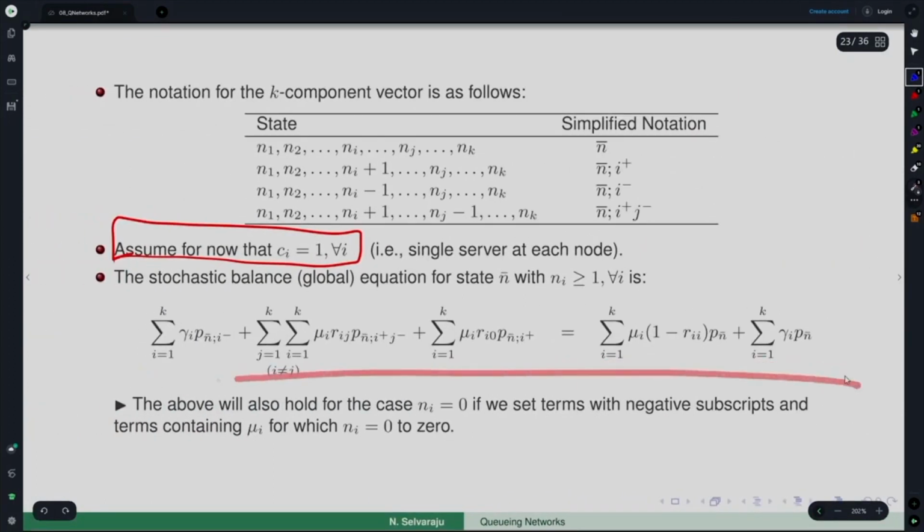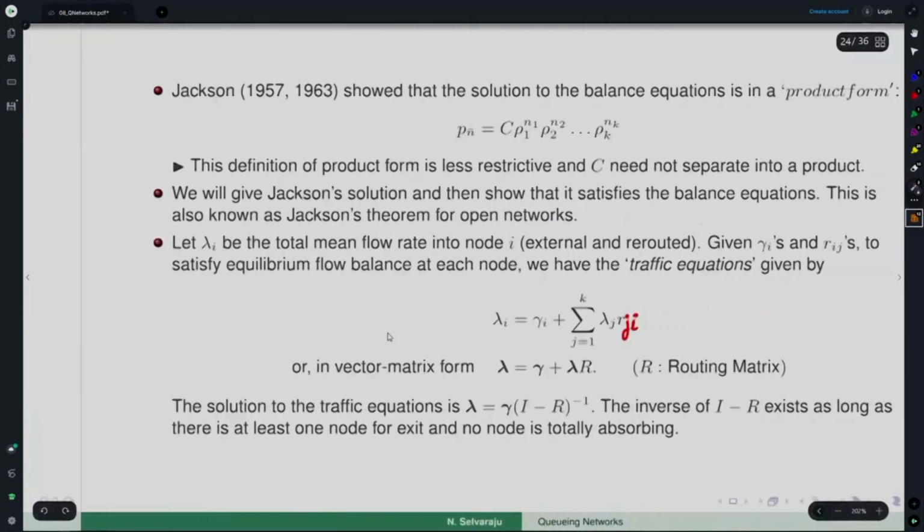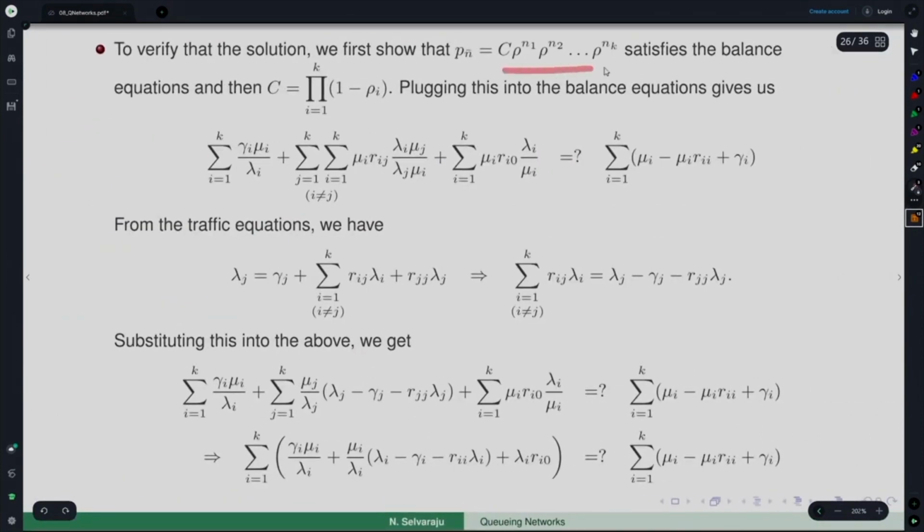Now, recall this balance equation here. What we are going to do is plug in C times the product of rho i to the power Ni, except that the ith one alone will be Ni minus 1. Similarly here, it is all C times the product of rho i to the power Ni, except that the ith one will be Ni plus 1 and the jth one will be Nj minus 1 in the power, because of this particular form that we are picking. P of n-bar i-plus means only the ith element will be Ni plus 1, and j-minus means the jth element will be Nj minus 1.